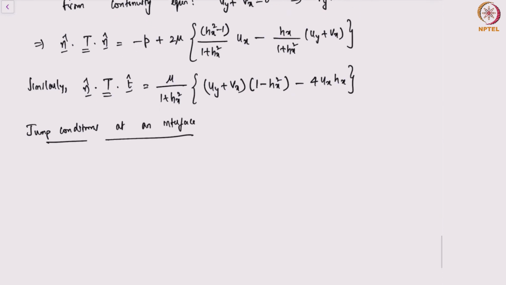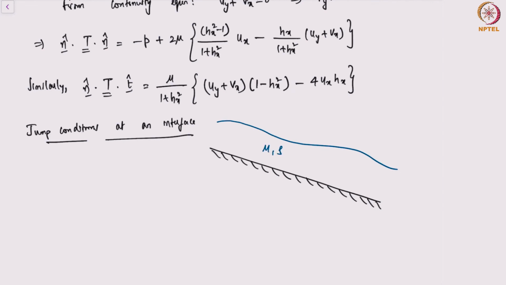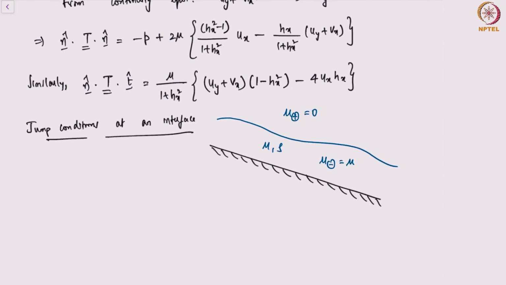So we have an interface which is at an angle like this. For the liquid below, I have mu and rho. For the liquid above, it is 0, and mu minus is mu. So for such an interface, I have the normal stress balance.